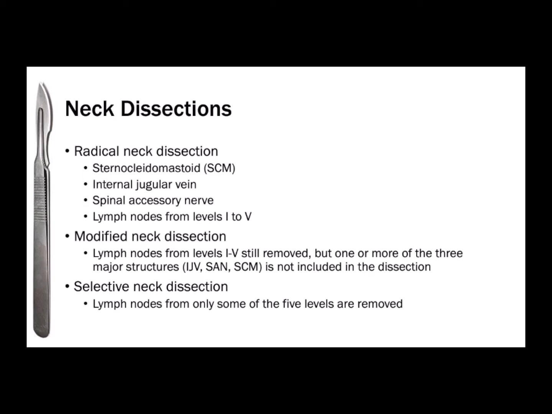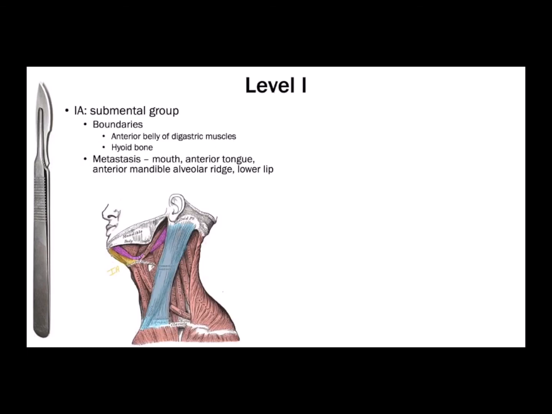So the levels are based on anatomic designations. So level 1 is going to be actually split into 2 sublevels. So it's split into the submental group and the submandibular group. So this is why we reviewed that neck anatomy. So remember the anterior and posterior bellies of that digastric? Well, those I've highlighted here for you in the purple color. So this would be the anterior belly, this would be the posterior belly.